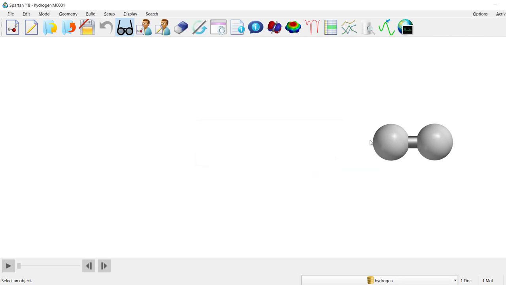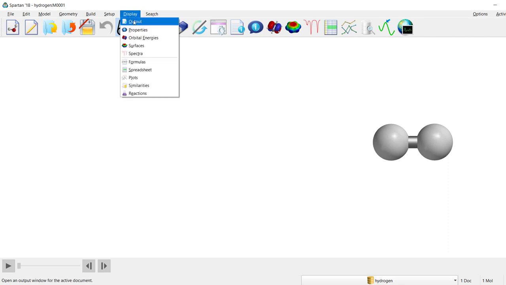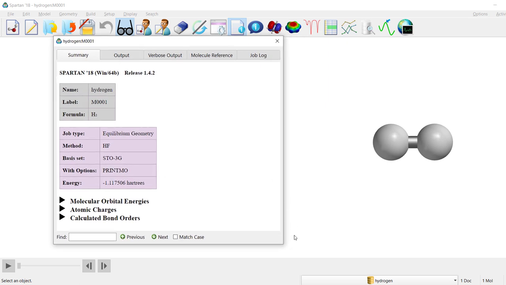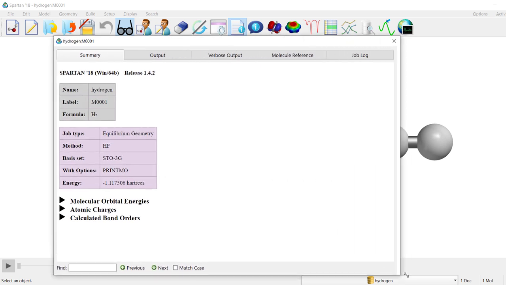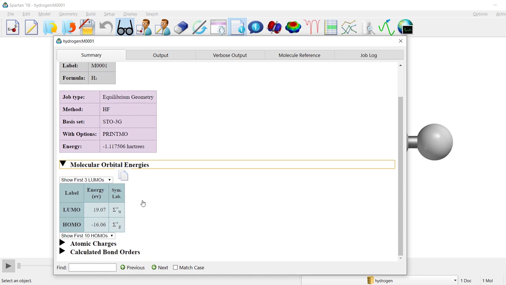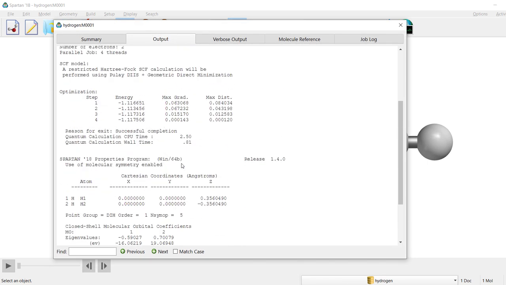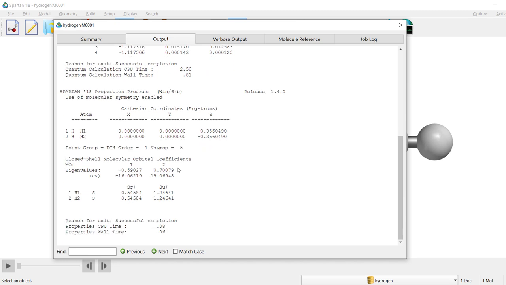Okay, so the first thing I'm going to look at is my output. I'm going to go to display output, and there is some useful information here. You've got some orbital energies, which will be important later on. But what I want to do is dig into the gory detail of this output. And what am I looking for? Well, I'm looking for this area right here, the closed shell molecular orbital coefficients. And I'm going to talk about that in a little bit.